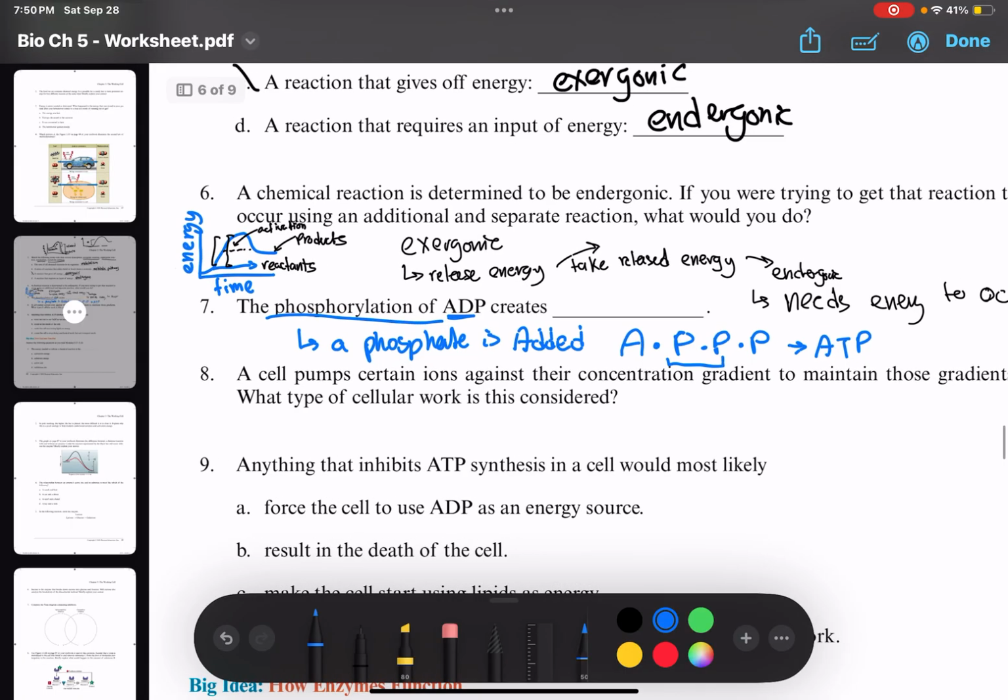So we would say the phosphorylation of ADP creates ATP. Remember, ADP to ATP through phosphorylation. And then through hydrolysis, it goes back to ADP.